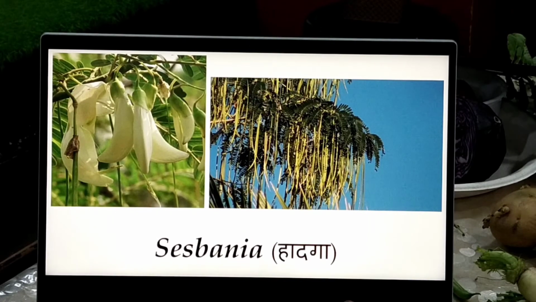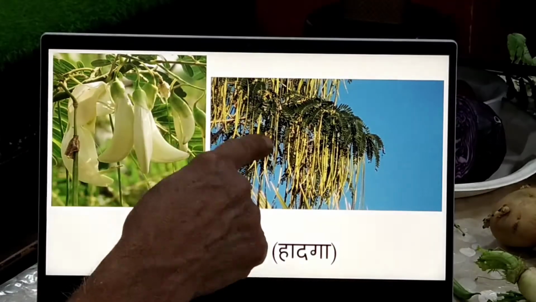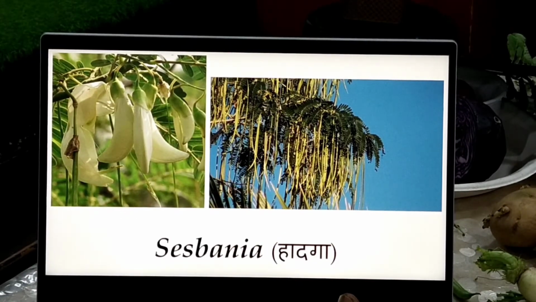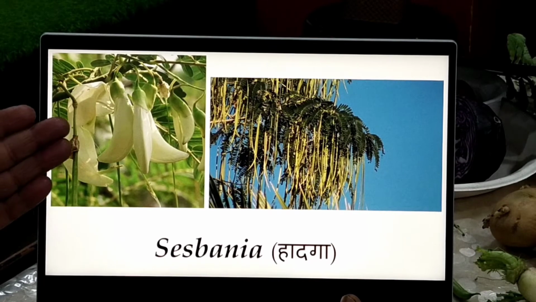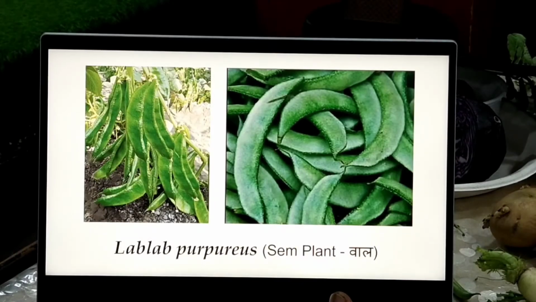Sesbania, Hadga. So Sesbania, and then after the flowers, the fruits are there. Trifolium. Lablab purpureus.